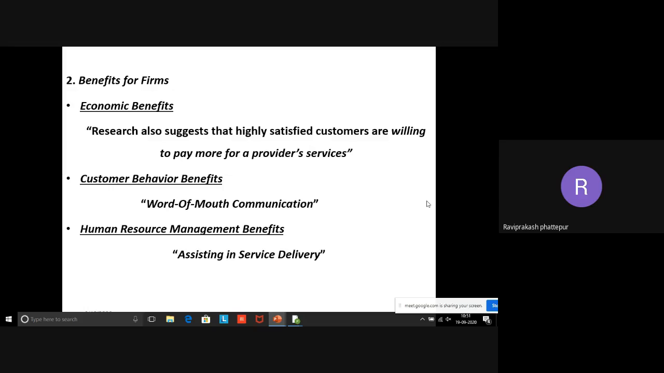Next, benefits for firms. We just saw from the customer's point of view what the benefit to the customer was from relationship management. Now, what are the benefits for firms? The first one is economic benefits. Research also suggests that highly satisfied customers are willing to pay more for a provider's service. Economic benefits would be that the customer is coming back and generating revenue for you.